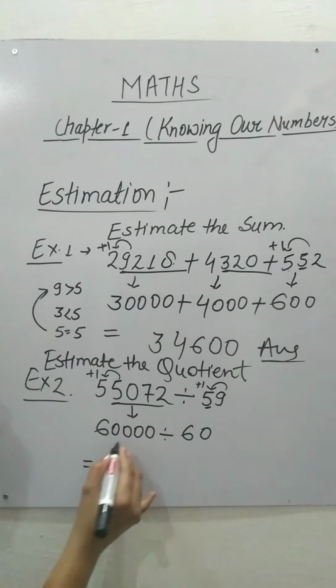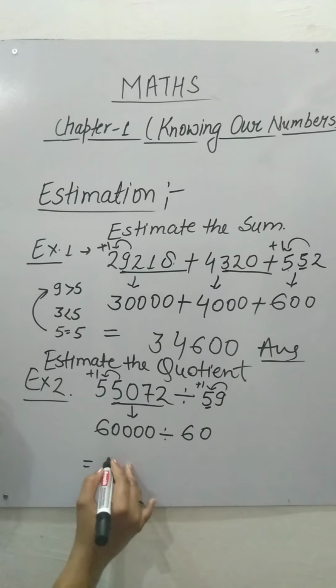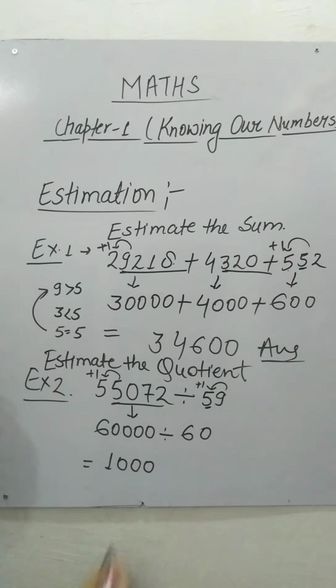As same here, we will add 1 to this place, so that is 6 and that is 0. So this is 60,000 divided by 60, so we have 1000. So 1000 is your answer. I hope it is clear to you all.